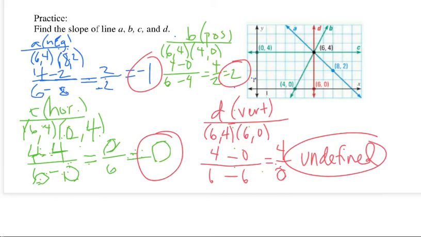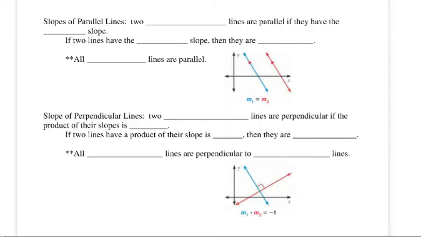Parallel lines: 2 non-vertical lines are parallel if they have the same slope. This means that if we have 2 lines that have the same slope, then they are going to be parallel. So it depends what you start with. If we know that the 2 lines are parallel, then we know they have the same slope. Or if we start with the fact that they have the same slope, then we know that the lines are parallel. So it goes both ways. The reason that it mentions 2 non-vertical lines is because we know that all vertical lines are going to be parallel.